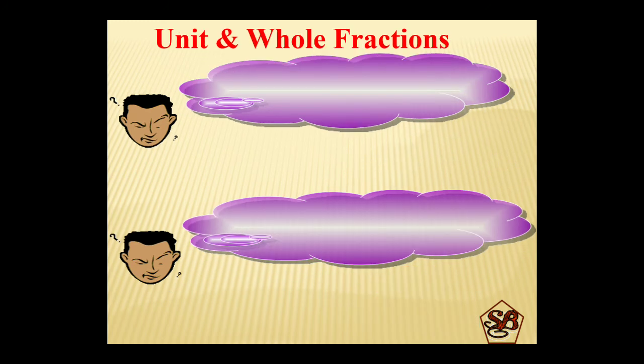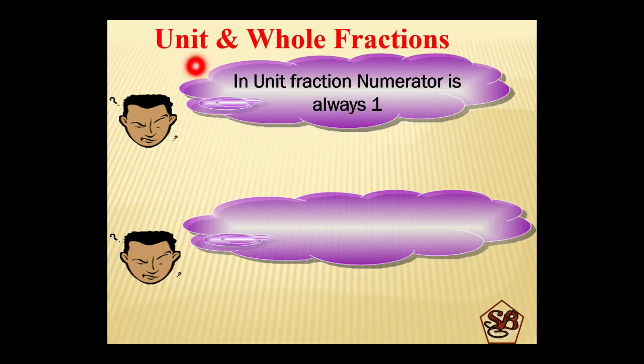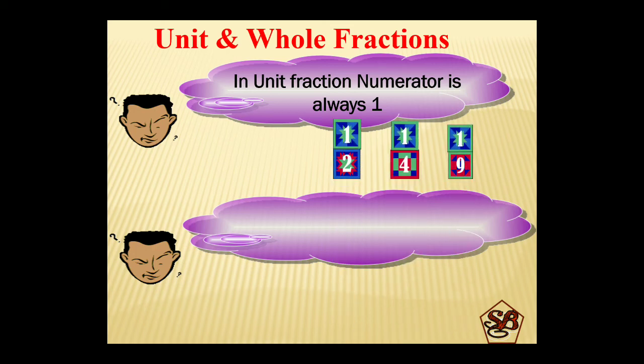Unit fraction and whole fraction. In a unit fraction, the numerator is always 1. Unit in mathematics means 1. 1 by 2, 1 by 4, 1 by 9, all are examples of unit fractions as the numerator is 1 in all the cases. Denominator can be anything, but numerator has to be 1 only.